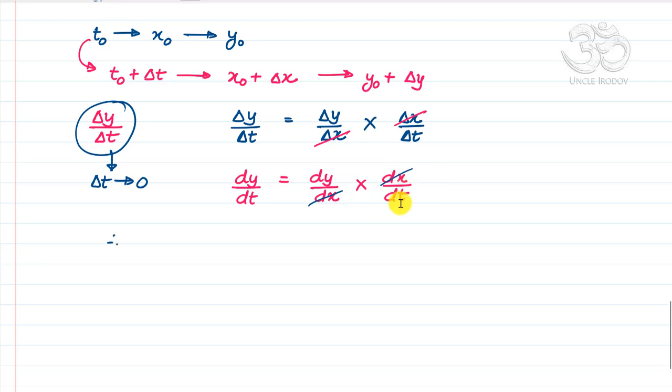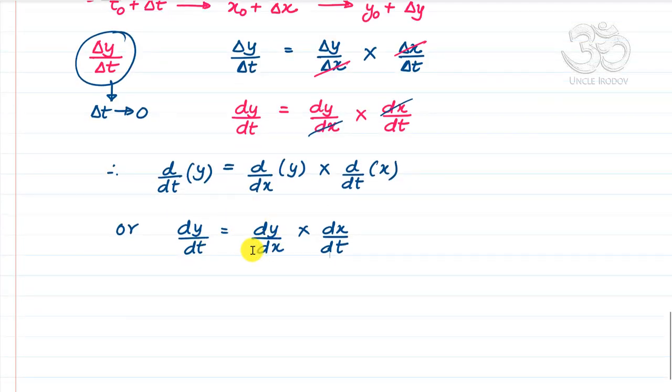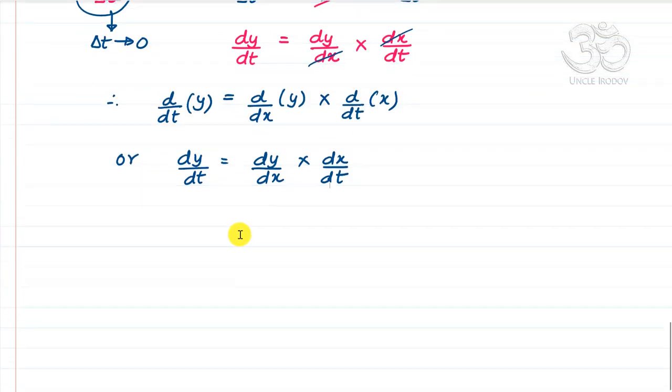So therefore d by dt of y can be written as d by dx of y multiplied by d by dt of x, or you can equivalently say dy by dt is equal to dy by dx multiplied by dx by dt. So this is the so-called chain rule, and it can work for a large number of parameters.